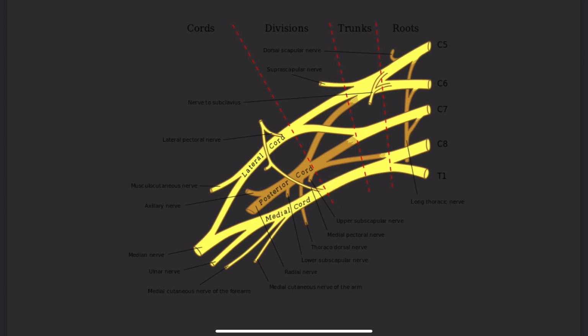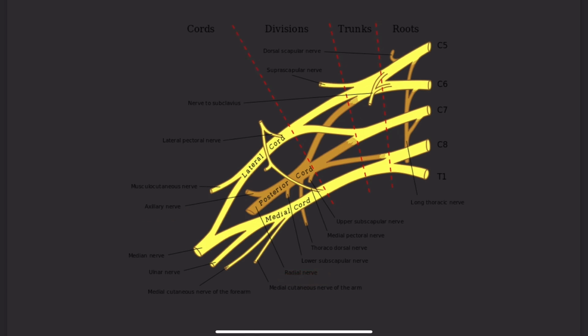Now, from the lateral cord, we have two main nerves, that is the musculocutaneous nerve, and another branch of the lateral cord will combine with a branch of the medial cord to form the median nerve here. We can see it. The medial cord will also give out an ulnar nerve. And the two main branches of the posterior cord are the axillary nerve and the radial nerve.